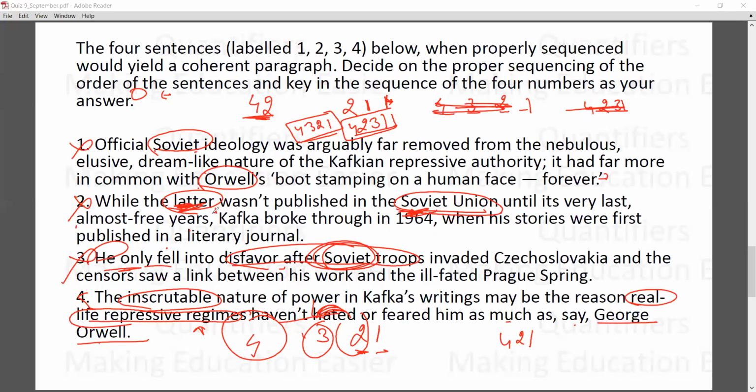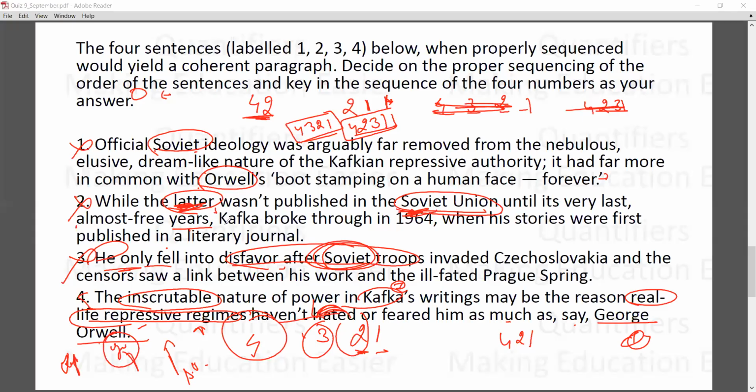While the latter, okay. So the latter here is actually the George Orwell writings, because Kafka is listed first and George Orwell is written second. While the latter wasn't published in the Soviet Union until its very last almost 3 years. So we now know that these real life repressive regimes are actually the Soviet Union. So what is being stated is that they did not hate or fear Kafka, but they feared Orwell.